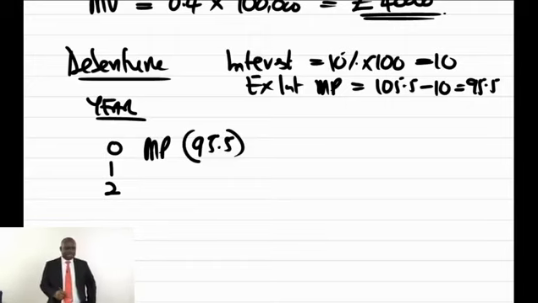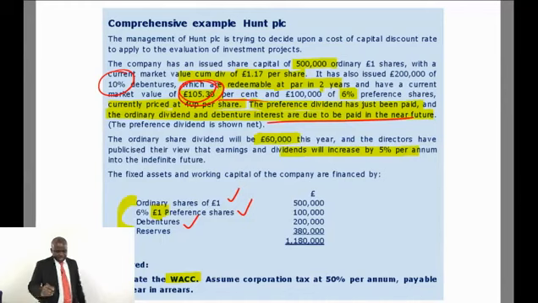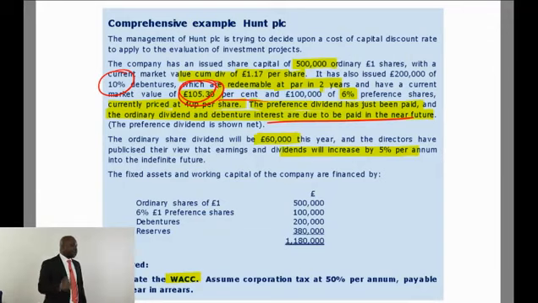Nominal value, the examiner has every right not to give it to you. You have to bring it. For ordinary shares and debentures, the nominal values are not standardized. So every question will give it to you.